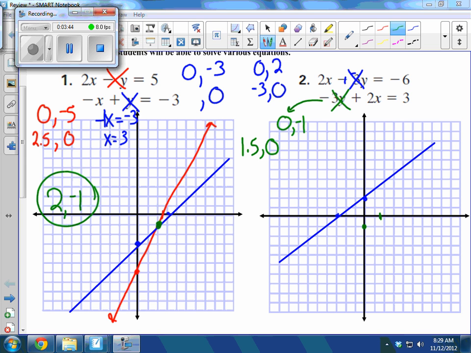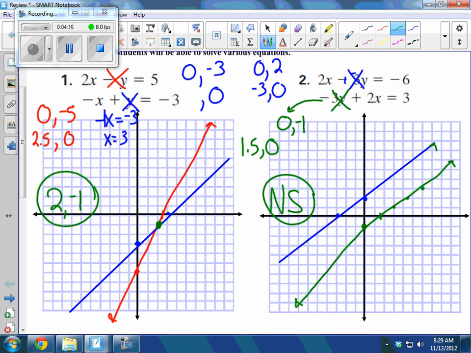Now, for this one, those points are pretty close, so I'm going to add a few more points by looking at what I think the slope is. The slope from this point here goes up 1 and over 1.5, so I'm just going to do that a couple times. Up 1 and over 1.5, up 1 and over 1.5, and then maybe one more time. And then I get a better sense of the line. So I'm going to graph these. And as it turns out, these two lines are parallel. So parallel lines mean no solution.